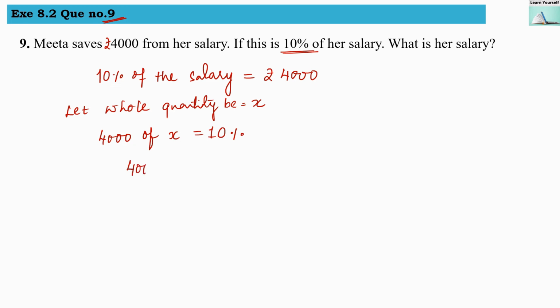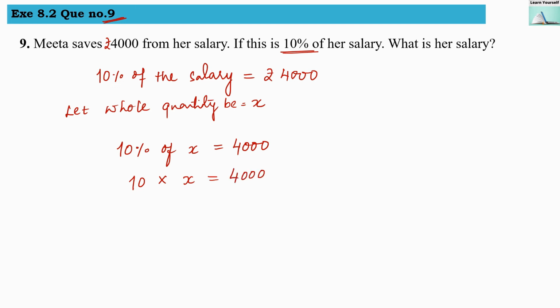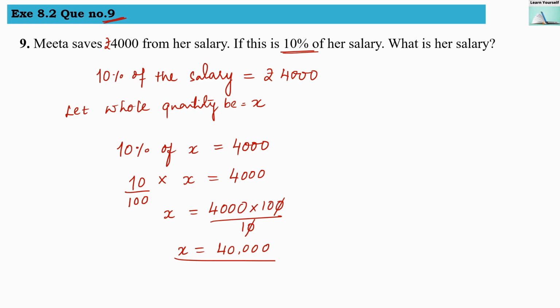So the word "of" we convert into multiplication, into X. We write that 10% of X is equal to 4,000. 10% of the whole quantity will be 4,000. Now we convert this 10% into fraction form, so we get 10 divided by 100. Let us solve this. X equals 4,000 multiplied by 100 divided by 10. So we get 40,000. X equals 40,000, and this is Meeta's salary for a month.